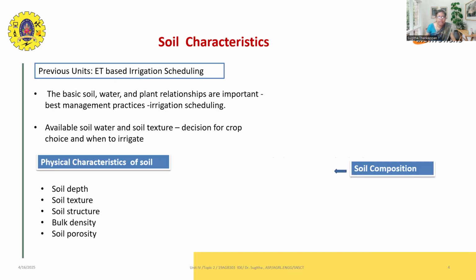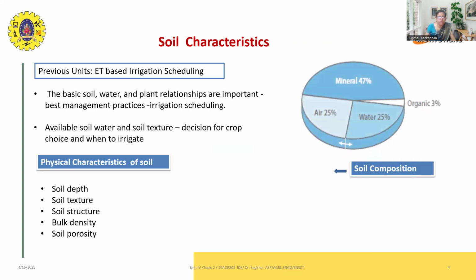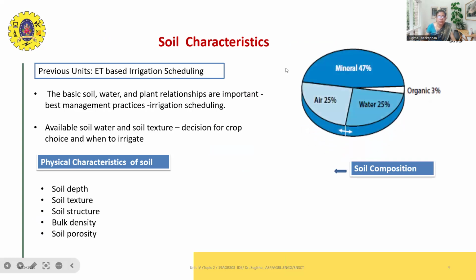Another important characteristic is the soil characteristics, which play a crucial role in the soil-water-plant relationship. In previous units, we studied how irrigation scheduling can be done based on evapotranspiration patterns. In this lecture, we will dive more into how the soil available moisture plays a vital role in scheduling irrigation.